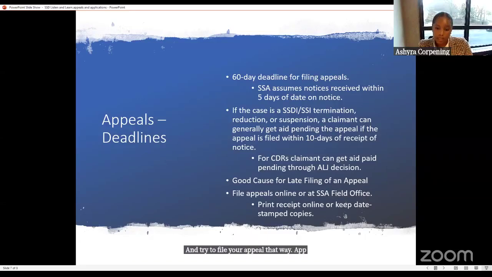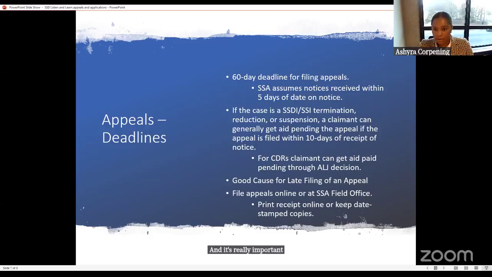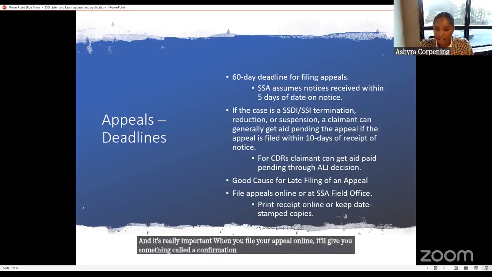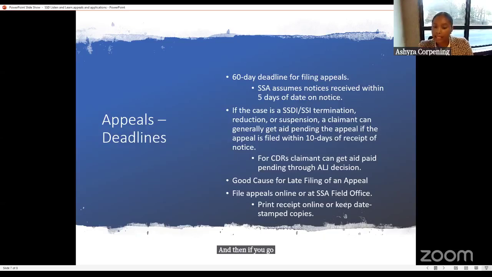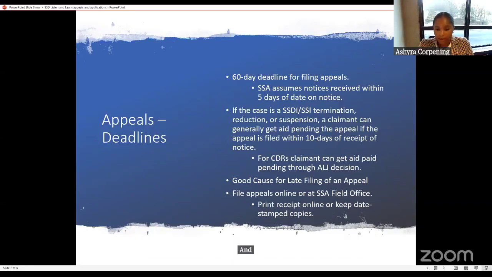Appeals are filed online or at the Social Security field office. And it's really important that when you file your appeal online, it'll give you a confirmation with the date and time. You should save or print that receipt. And if you go in the office in person, they can stamp it with the date you submitted it. You should keep a copy of that stamped one or the receipt from where you submitted it online, just to have proof that you appealed on time and it was submitted.